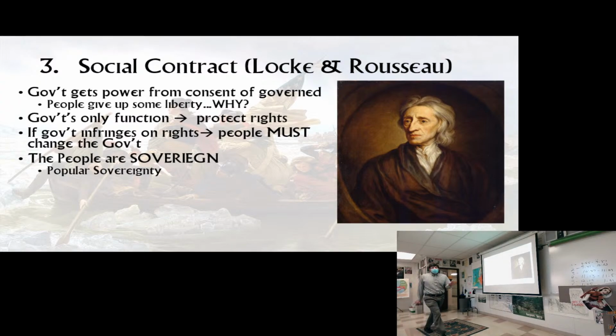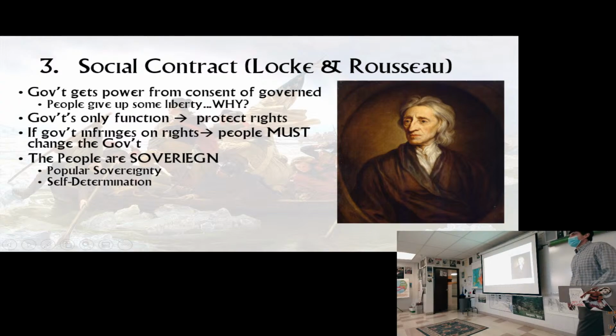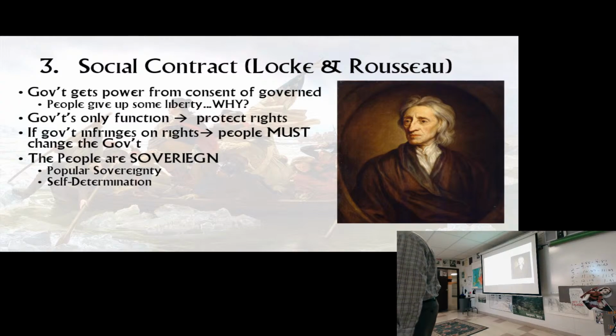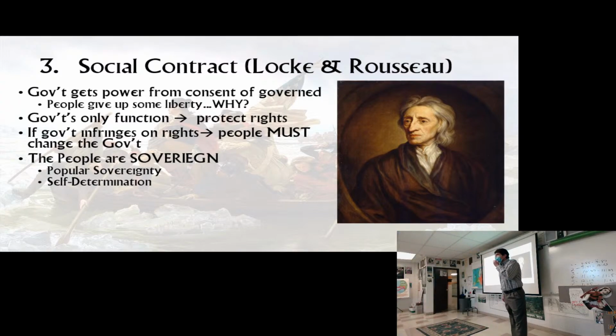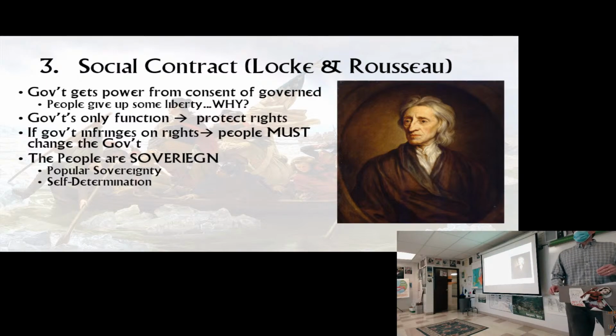I know the bell is probably ringing, but I want to get to the last part. Popular sovereignty. And who decides their government? The people. In the 20th century, this will be called self-determination. The people must decide their own government. One of the reasons the United States would fight in World War I, a very controversial decision, would be to let people decide their own governments. Did that happen? Gee.